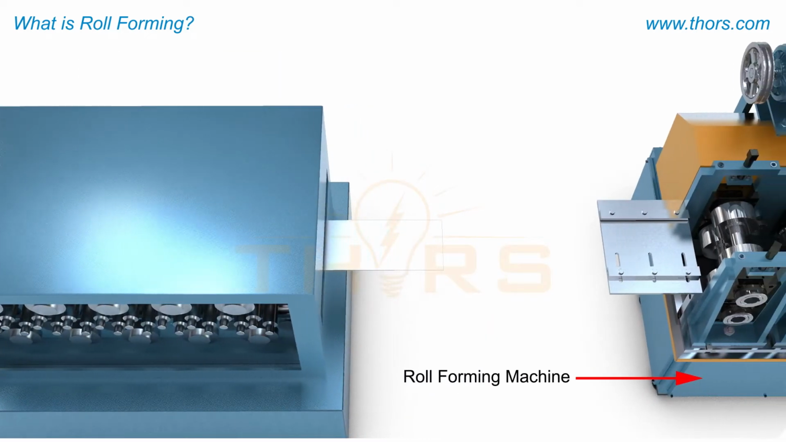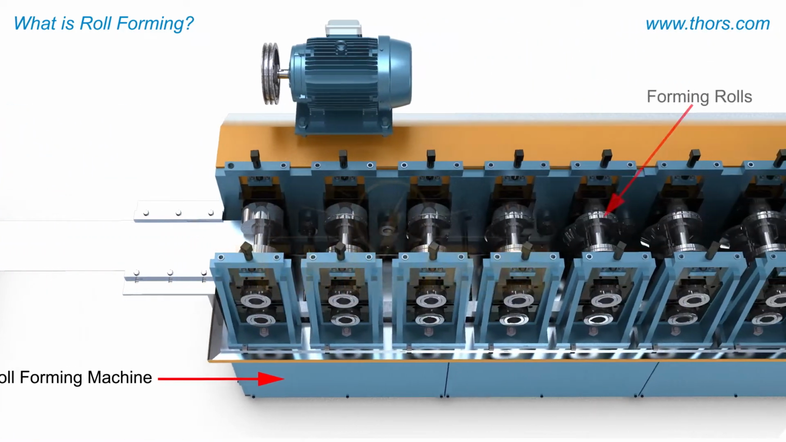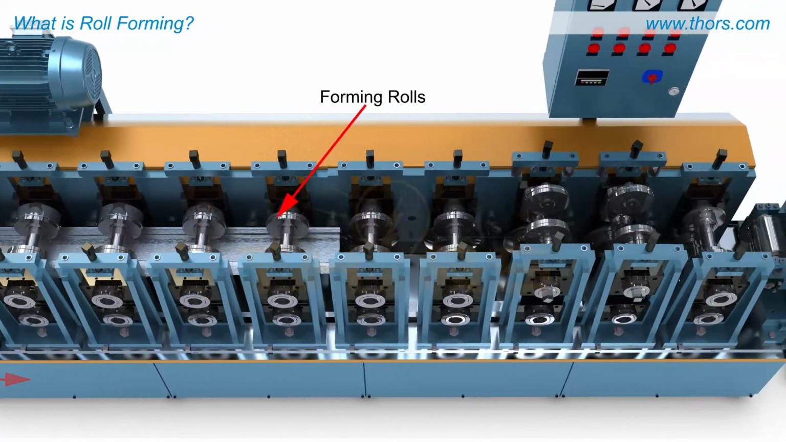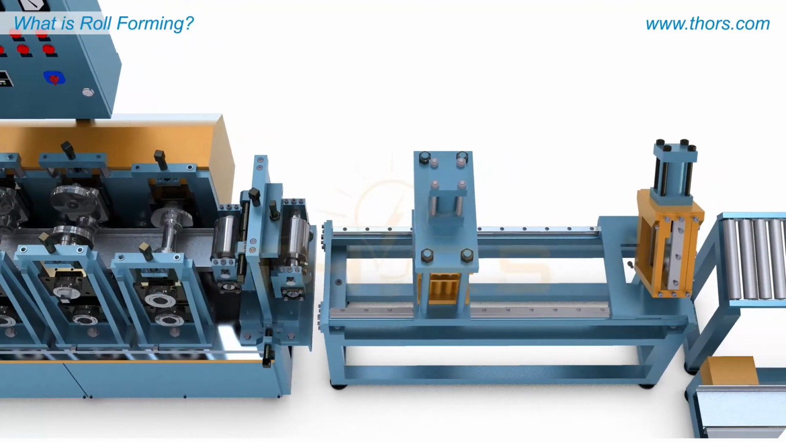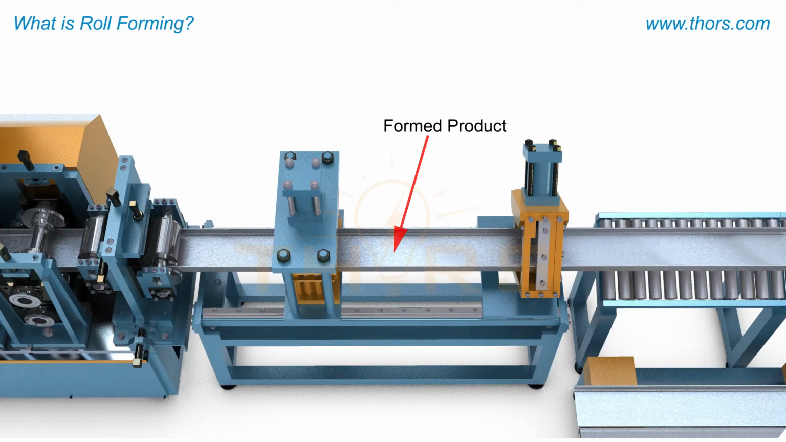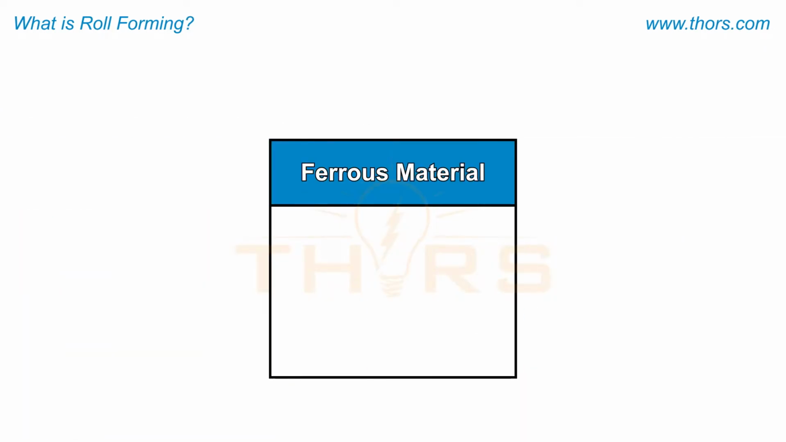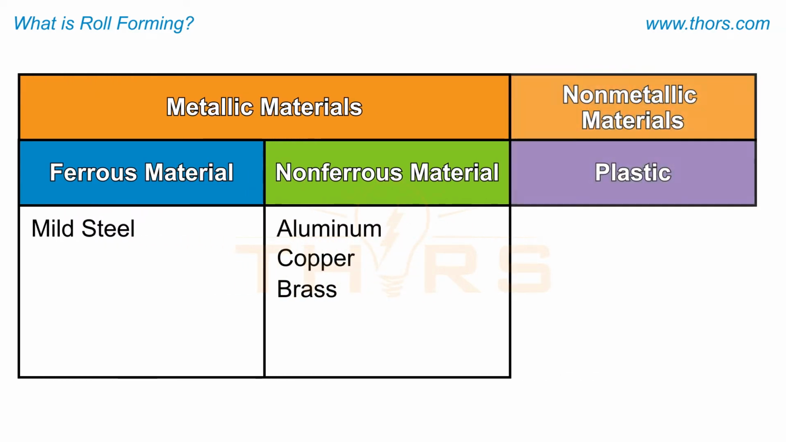The modern-day roll forming process has evolved from using material strips that pass through stationary dies supported on a draw bench to using roll forming equipment such as a roll forming machine and forming rolls, which together enable mass production of the formed product or profile. The roll forming process is widely used for ferrous materials such as mild steel and non-ferrous materials such as aluminum, copper, and brass. Some non-metallic materials like plastic can also be roll formed.